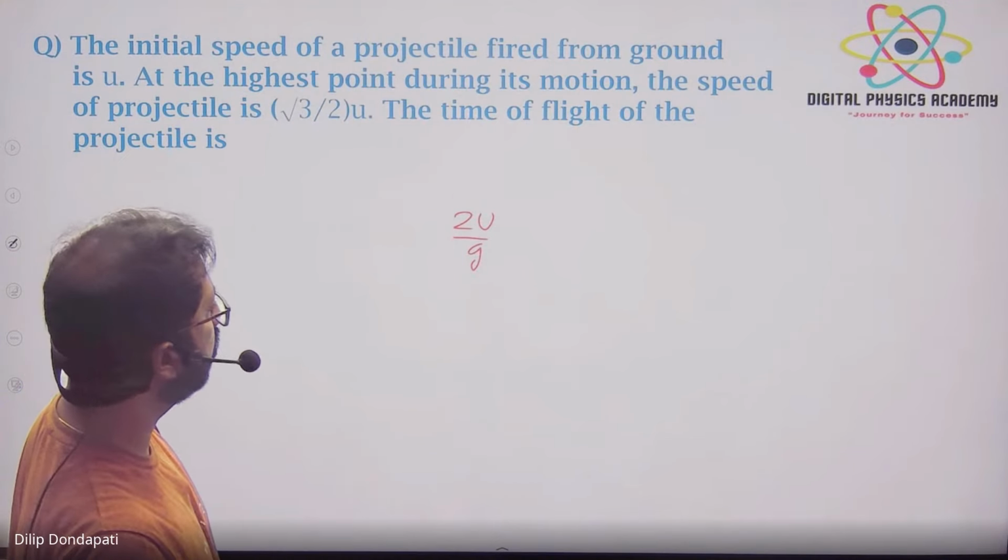Sir, highest point is maximum height, right? Highest point is maximum height during motion.